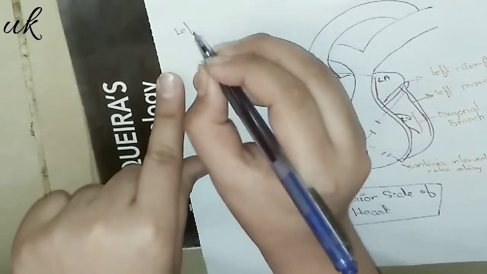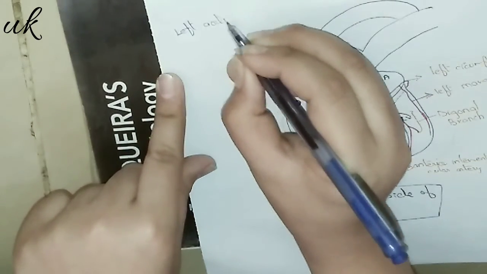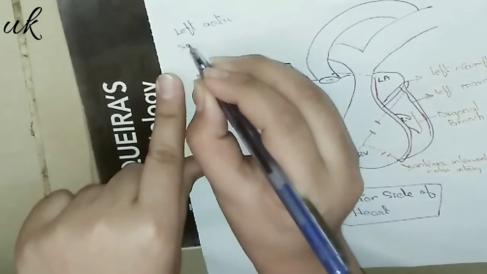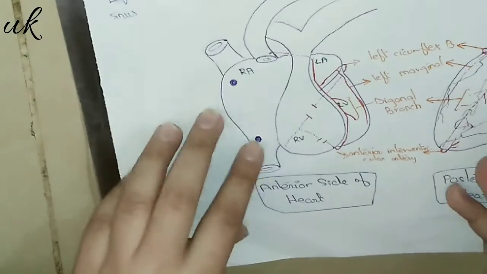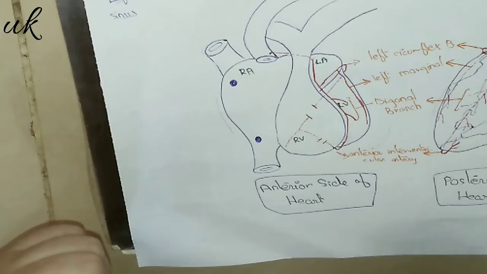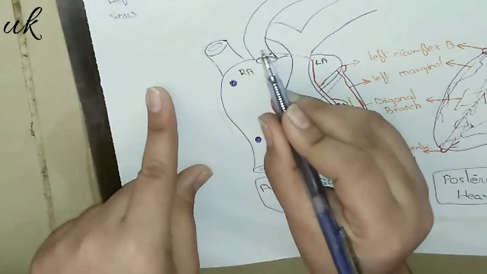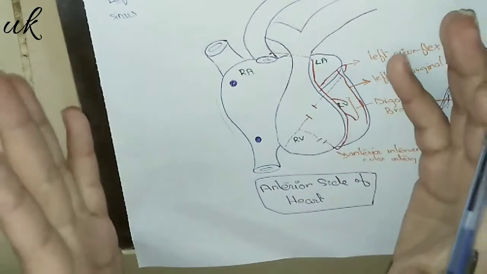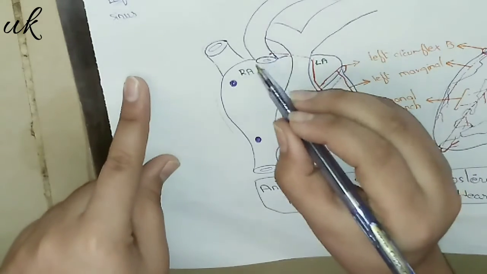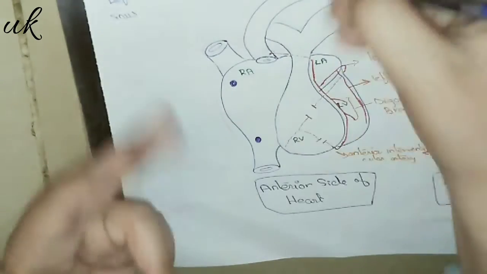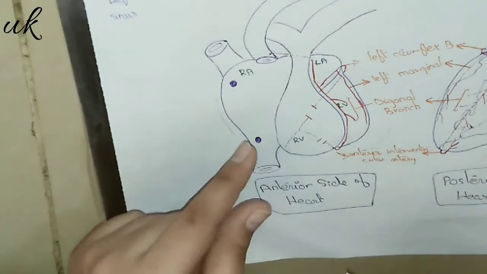Left aortic sinus. The aortic sinus is the swollen part of the ascending aorta. This is the aortic sinus. It is divided into two parts: the anterior one, and the other one, which is on the posterior side.